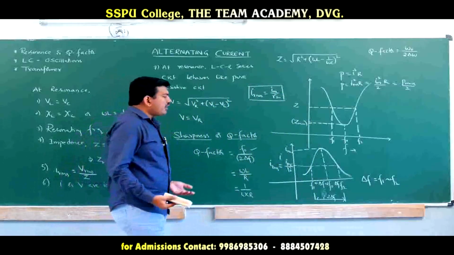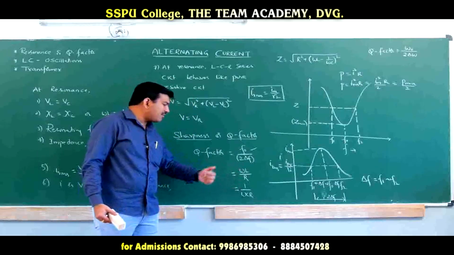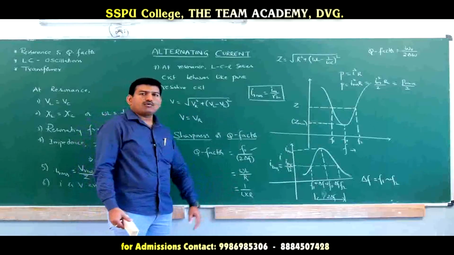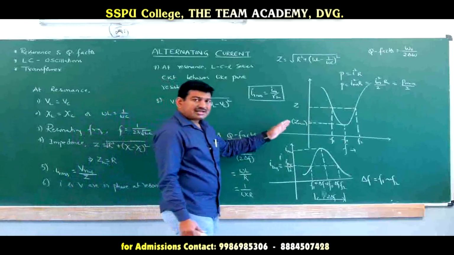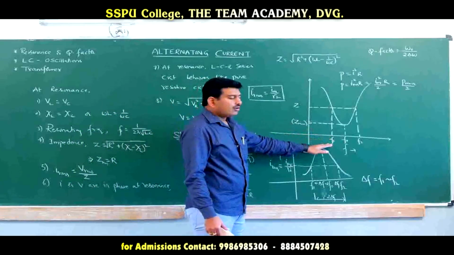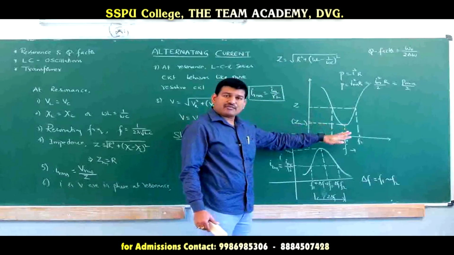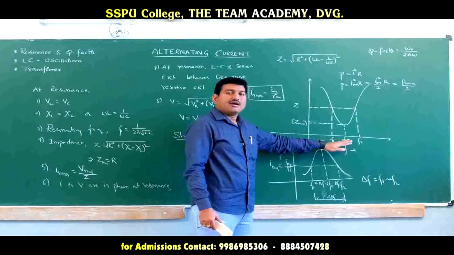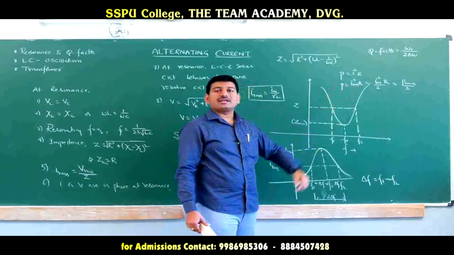And now I am going to derive the quality factor Q equal to omega L divided by R, or 1 by omega CR. Is it clear or not? So what you understood here: with increase in the frequency, the impedance of the circuit first decreases, becomes minimum for a particular frequency called the resonating frequency. For a further increase in the frequency, once again the impedance of the circuit increases.